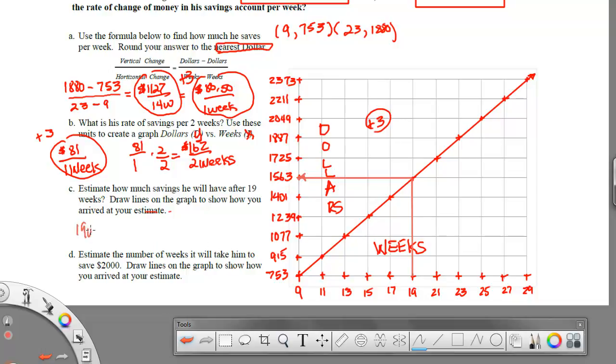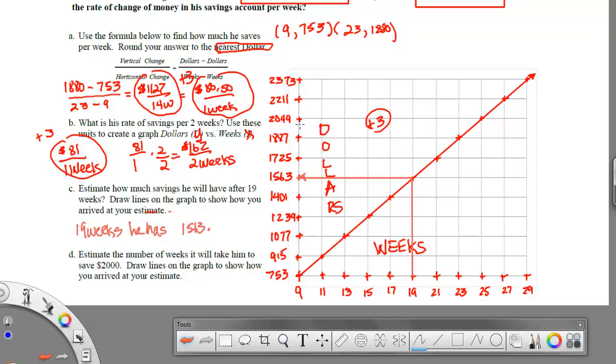So in 19 weeks, he has how much money? $1,563. Okay, so now it says estimate the number of weeks it will take him to save $2,000. Draw your lines on the graph to show how you arrived at your estimate. So we're going to go ahead and do this in blue. Now this is a little bit harder. We know that 1887, that's almost 100 and what? 13 away from 2000. So this is closer to 2000 than this one.